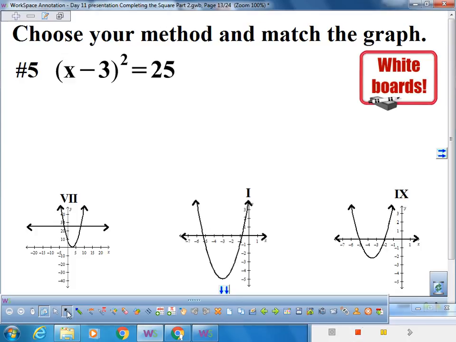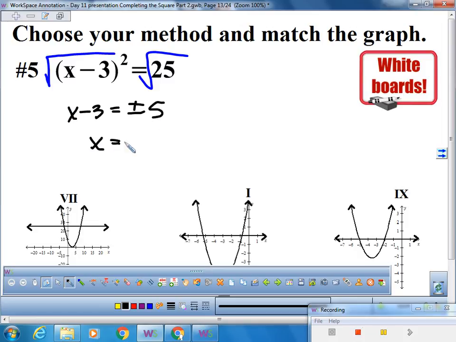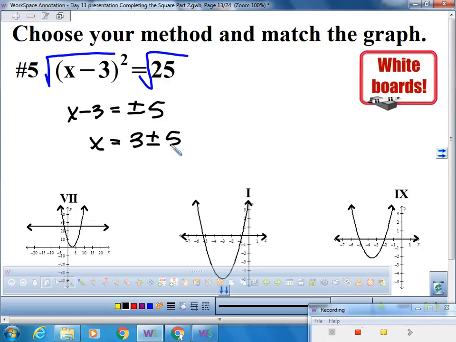And then let's see if it matches. If I take the square root of both sides, I get x minus 3 equals plus or minus 5. X equals positive 3 plus or minus 5. And then this one looks like it's at 8 and negative 2, right? The solution, which is exactly what you would get. 3 with adding 5 to both sides. Okay, homework time.